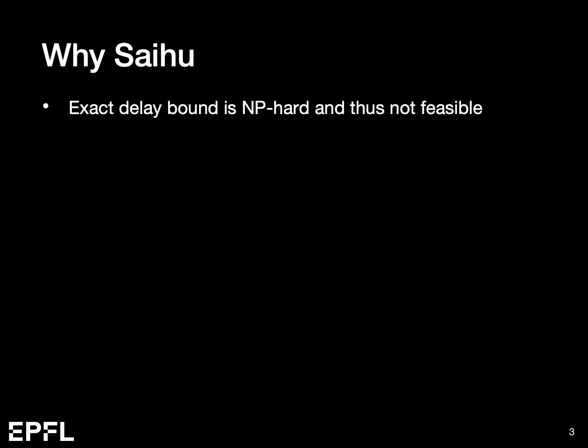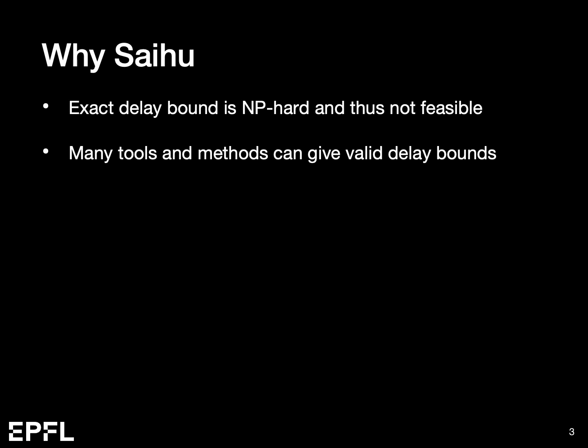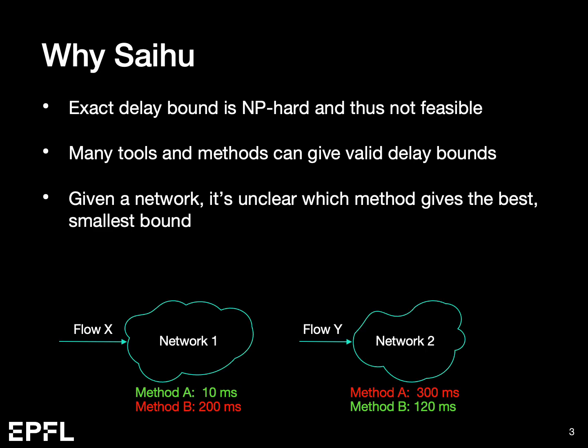So, what is Saihu and why do we need it? Because we want to find the best delay bound for time-sensitive networks. But finding the exact worst-case delay bound is actually an NP-hard problem and generally not feasible. That being said, there are many analysis tools and methods that can give valid delay bounds. Each of these methods produces different results for the same network. Even though these bounds are all valid, when given a network, it's unclear which method gives the best, smallest delay bound. There's no such one super tool that suits every situation. It always changes case by case.